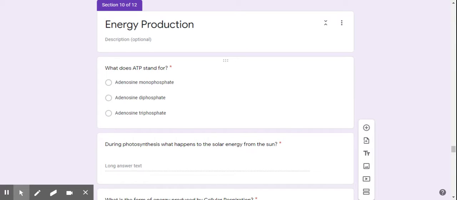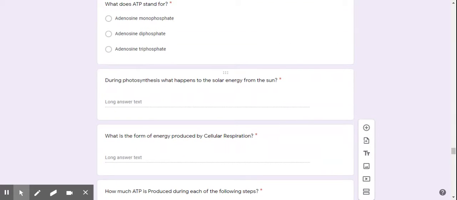The first thing first, what does ATP stand for? Now, we know that A is going to stand for adenosine, but what about the TP? We know that the P stands for phosphate. So now is it going to be monophosphate, diphosphate, or triphosphate? Well, I think the T is going to stand for tri. So it's going to be adenosine triphosphate. That means it's going to be an adenosine with 3 phosphates attached to it.